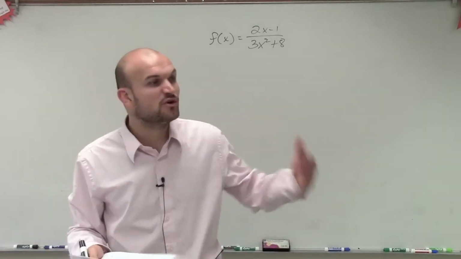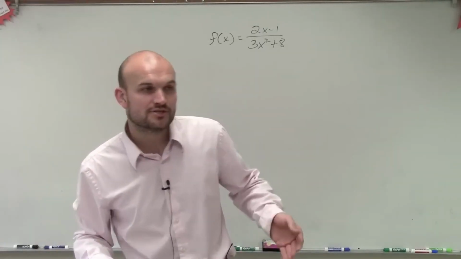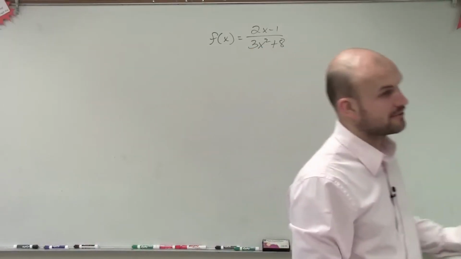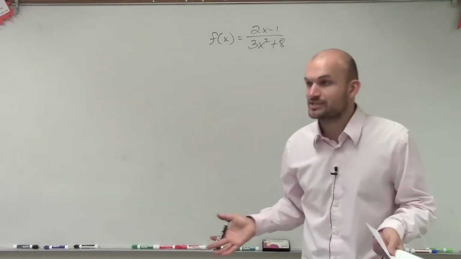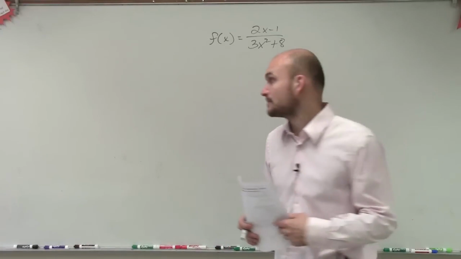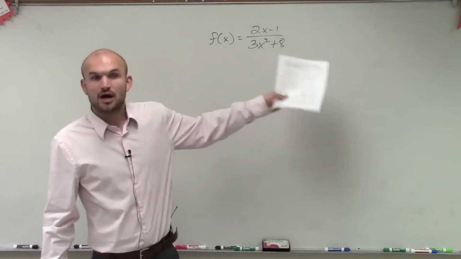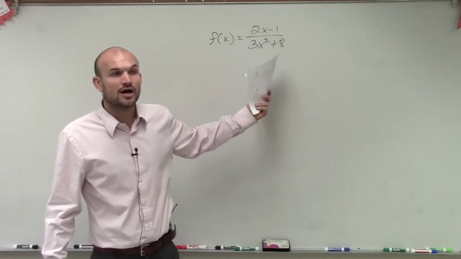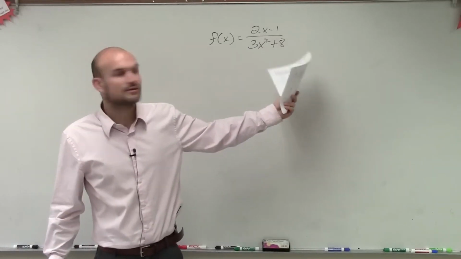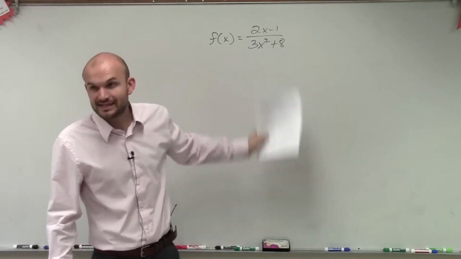For this, remember, removable discontinuities are going to be our discontinuities that we can factor out. Our non-removable are going to be our discontinuities that we cannot factor out, right? So let's go and take a look at this. First thing, we want to see what are discontinuities. Our discontinuities, remember, are where our values are not defined in our denominator.